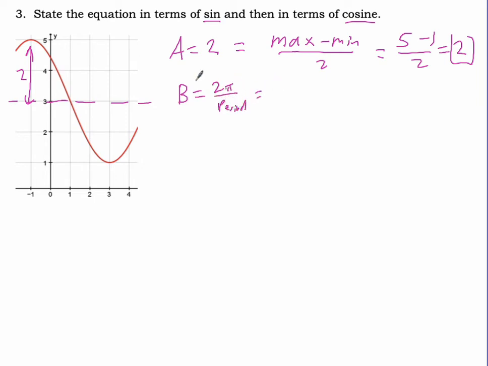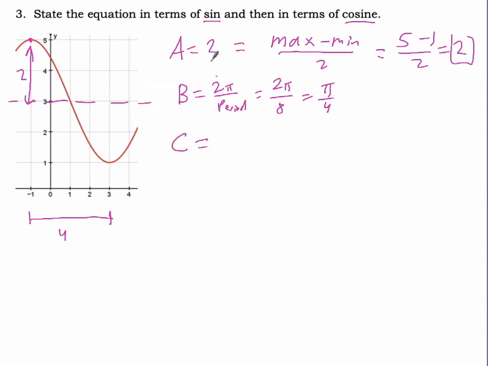Okay, now let's look at this. The period is, we have a maximum here at x equals 1 and a minimum at x equals 4. So this distance is 4. That's half the period, so the period is going to be 8. So 2 pi over 8 is pi over 4. So pi over 4 is the b value.